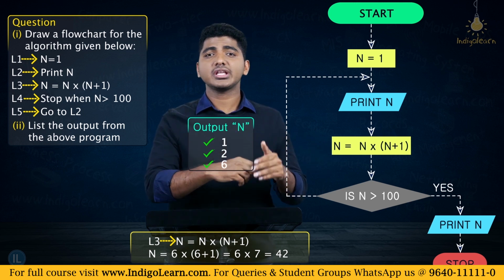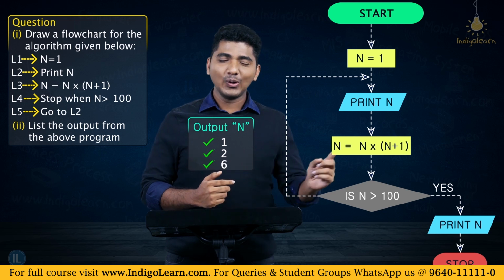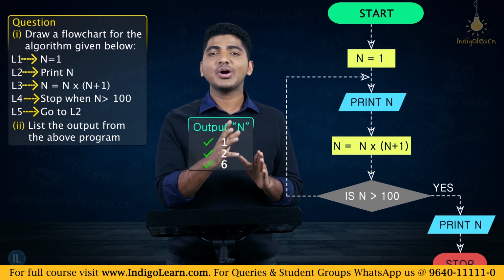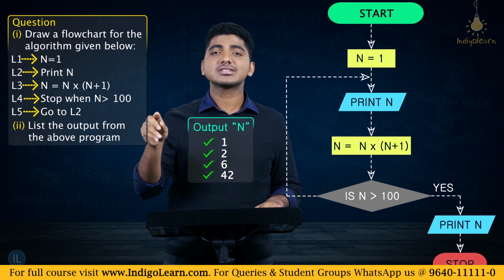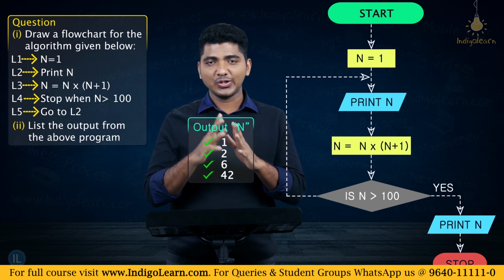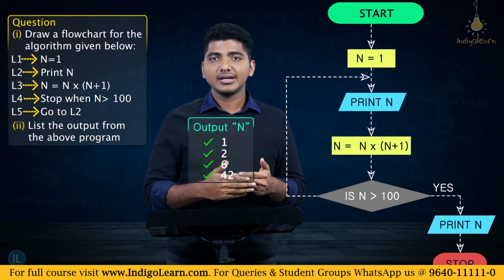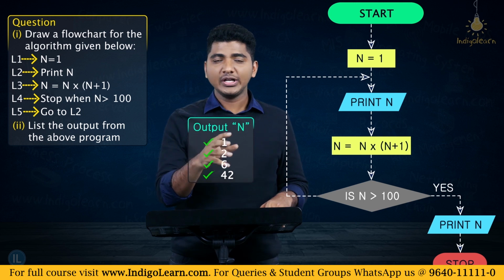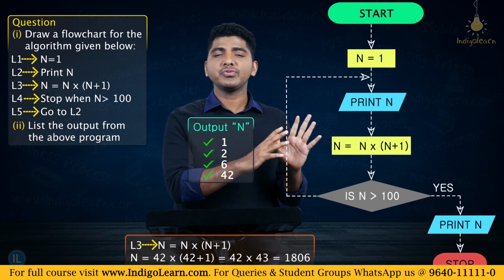So you ask the next question, is 42 greater than 100? Answer is no. What are you supposed to do? Loop, go back, print n. So now what is n? 6 into 7, we got n as 42. So as of now we have output 1, 2, 6, and one more output. What is this? 42. Now what are we going to do? We have to again run the formula, that is 42 into 42 plus 1, that is 43. So n is equal to 42 into 43.